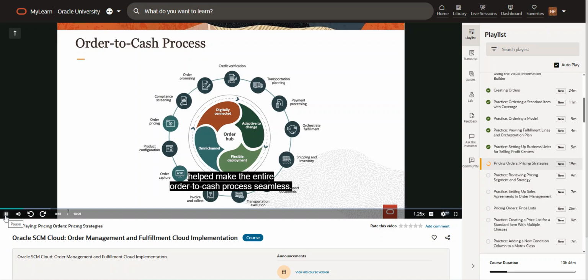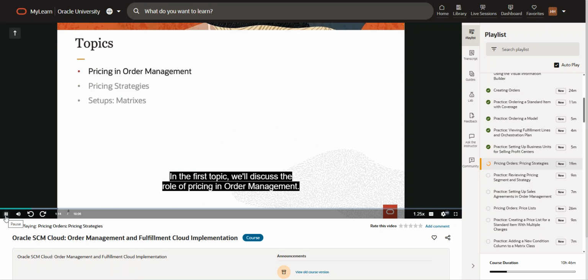For this course, we're zeroing in on just a subset of these applications as they relate to order management and fulfillment. We'll also touch on how other systems feed into or depend on these flows, both upstream and downstream. In this lesson, our main focus is on pricing strategies. In the first topic, we'll discuss the role of pricing in order management.